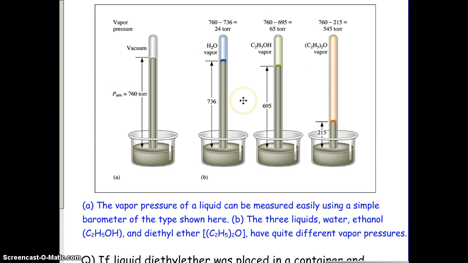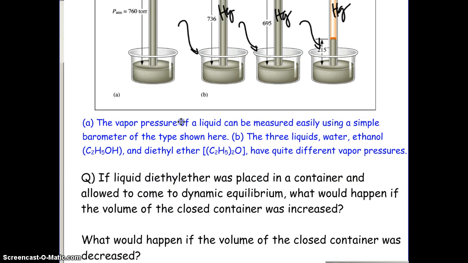One more depiction, this is from your textbook. The vapor pressure of a liquid can be measured easily using a barometer. You can see the three liquids here: ethanol, diethyl ether, water, and you can compare them based on the amount of pressure that they are causing in the barometer. Remember that the air pressure is pushing on the mercury, and the mercury is traveling up the tube. If something has a very low pressure, then the substance does not cause that much pressure back on the air. We'll come back to that one.